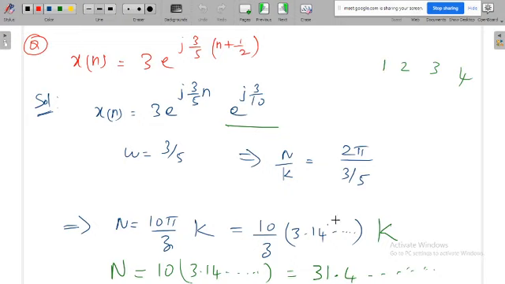Now can somebody tell me what is the time period of this signal? What is the time period of this signal? Anybody? 1, sir. 1. Okay, so the time period of the signal is 1, because you can take this signal and repeat it on both the right side and the left side. So that's why the time period of this signal is 1.